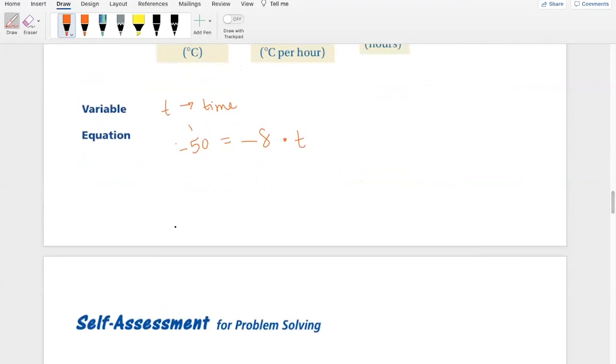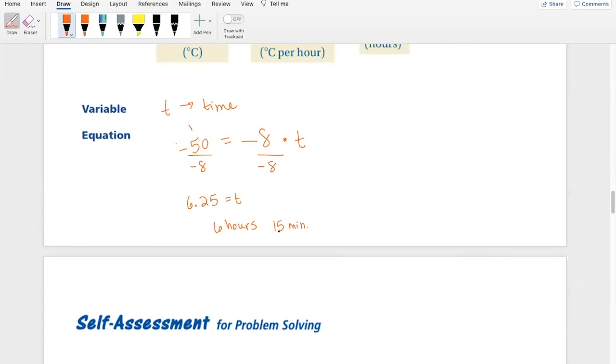So we're going to solve this. Right now it's being multiplied, so I would want to divide both sides by -8. So -50 divided by -8 gives me 6.25. So that's our time. And if we think about that in time, we're really talking 6 hours and a quarter. So if you think of a clock going quarter of the way, that's at 15 minutes.